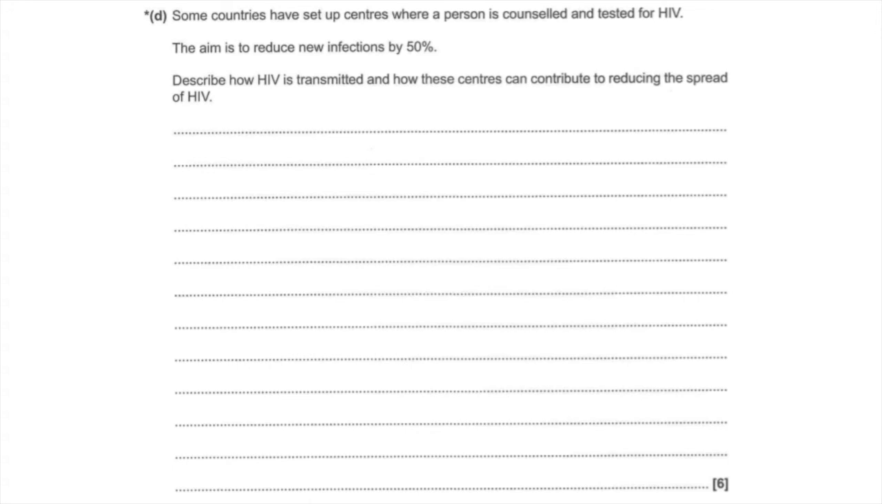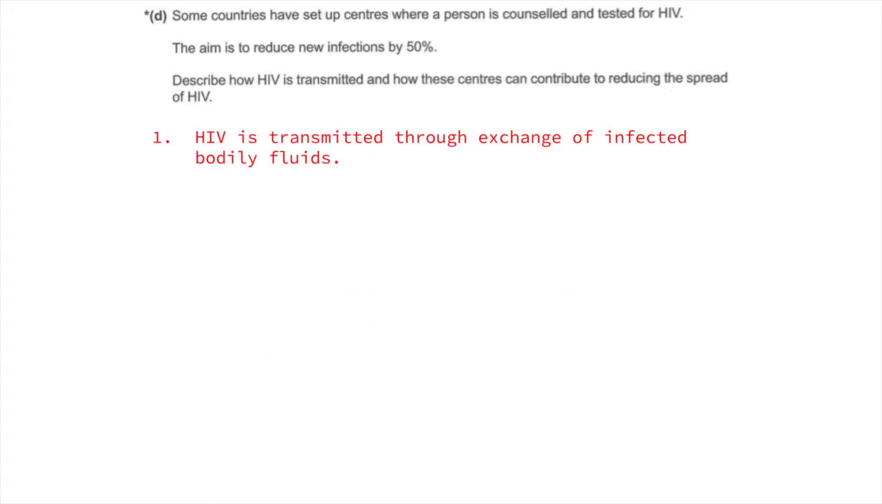So the first thing is let's talk about HIV, get our marks for showing that we understand how HIV is spread, and then go on to talk about how we can prevent the spread. So first mark, HIV is transmitted through the exchange of infected bodily fluids. Whether it is blood or something else, you need to come into direct contact with infected bodily fluids. Generally speaking, this is done in one of two ways: sharing needles or unprotected sex. These are the main ways in which HIV is spread, okay?